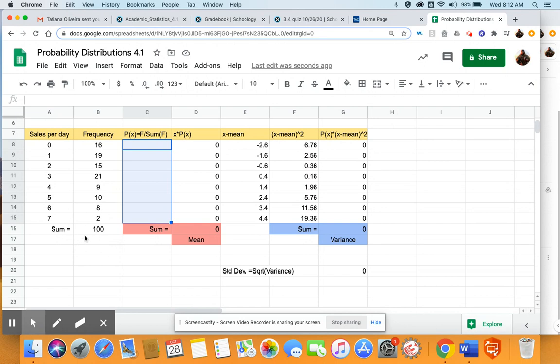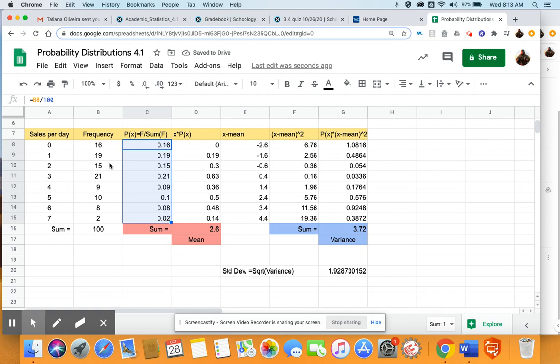I found the sum of those. I want to know how many data points I have total. I've got 100 data points. Okay, that's important to find, 100 data points. To calculate the probability, we'll use the formula equals our frequency divided by the total of our frequencies. So the number that's in the frequency column divided by 100, and it will fill that in for you. And then we'll just drag and drop that all the way to the bottom, and we get them all.